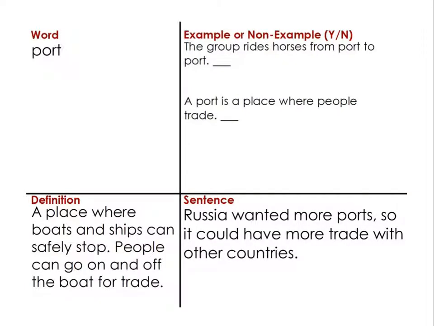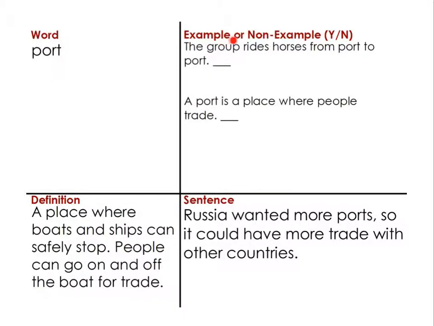The next word is port. I say it, you say it. Port, port, port. Let's read the definition. A place where boats and ships can safely stop. People can go on and off the boat for trade. Here's an example sentence. Russia wanted more ports, so it could have more trade with other countries.